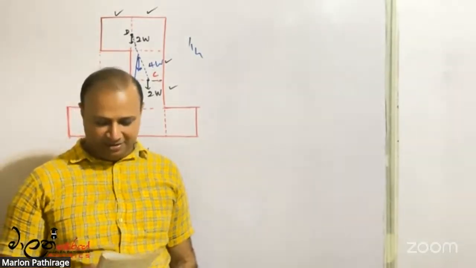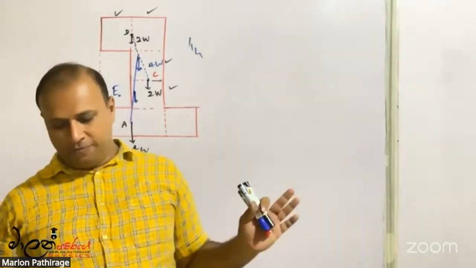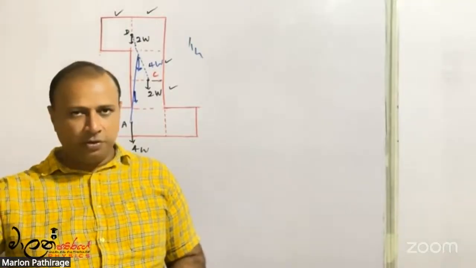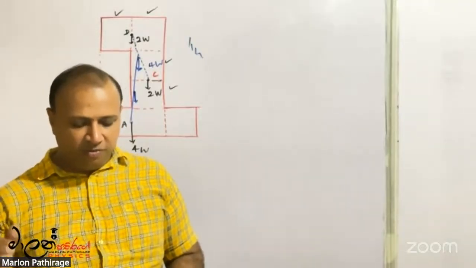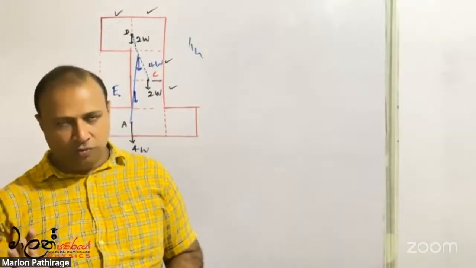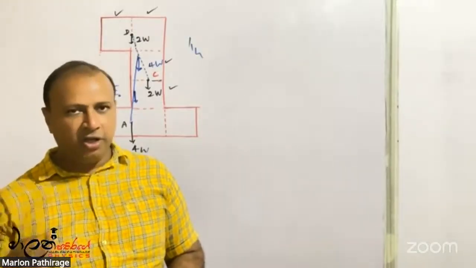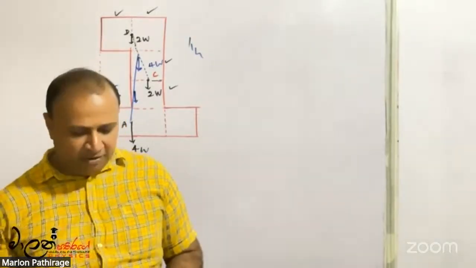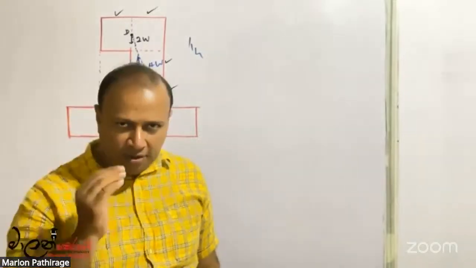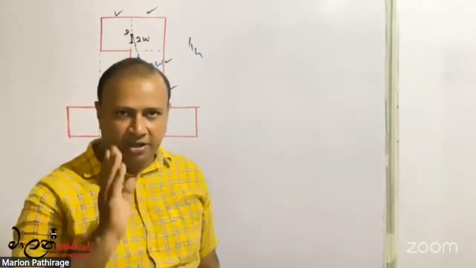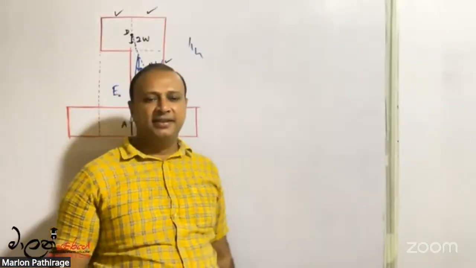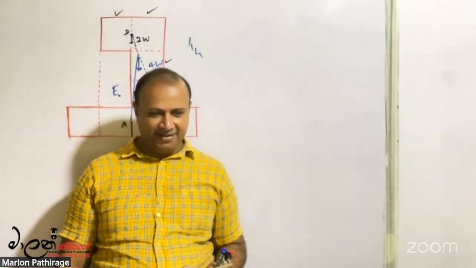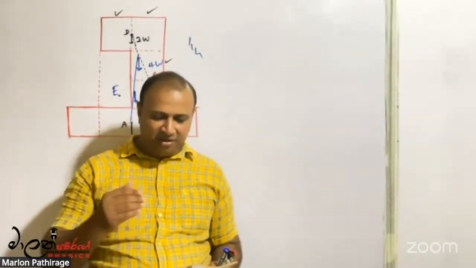You know there are three bars at the top. Therefore, there should be 3W at point D. There should be the weight of 3W at point E. Is it clear? There should be a weight of 3W at point E. If it is clear, please raise that.